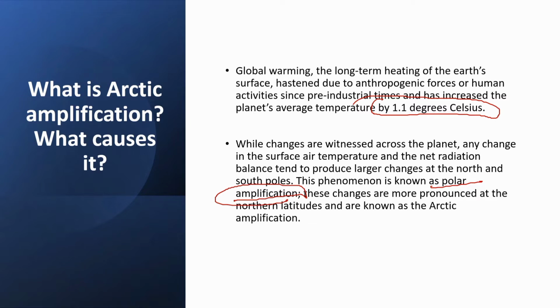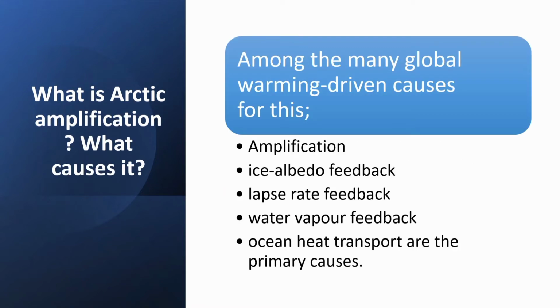So this Arctic amplification is part of polar amplification. That means both the North Pole and South Pole are getting amplified with the increase in temperature, and Arctic amplification specifically looks at the region of the Arctic. So let's look into what the causes are. There are many causes that are driving this amplification phenomenon. One of the first ones is ice albedo feedback, then lapse rate feedback, water vapor feedback, and ocean heat transport feedback. So these are the major primary causes.